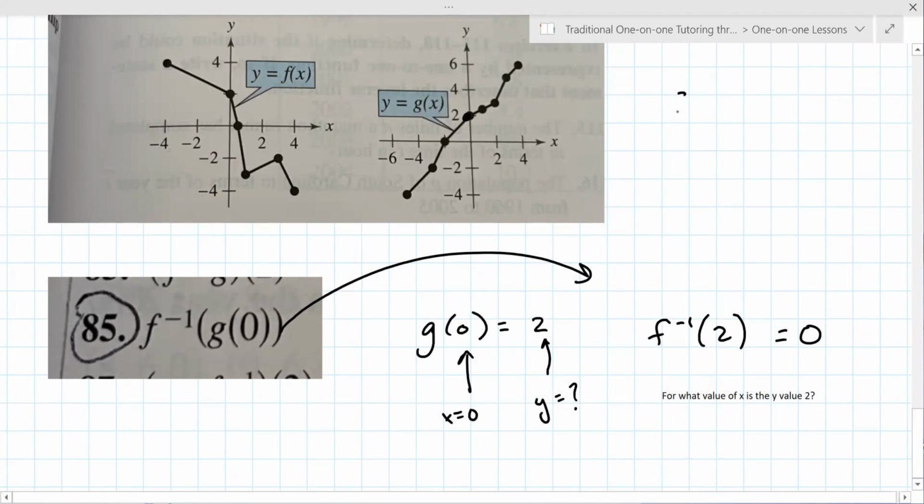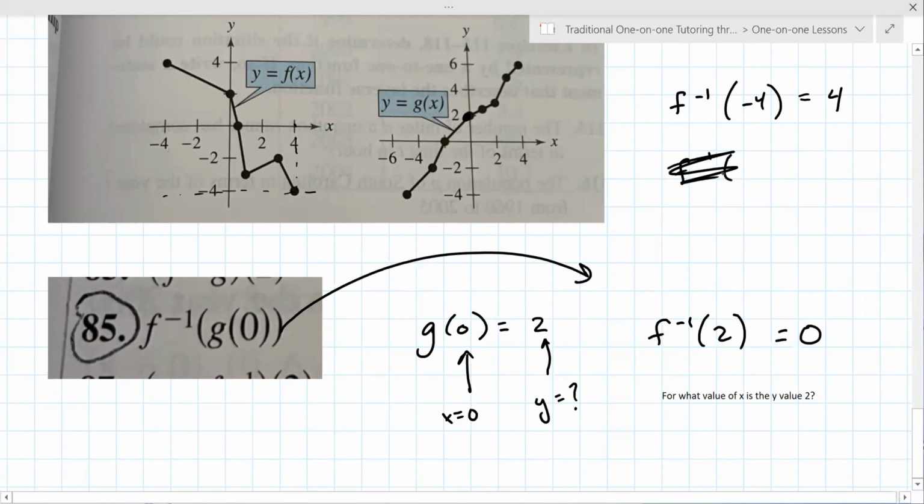Let's briefly do, what is F inverse of, well, none of these other ones are labeled. So F inverse of -4, this is asking you, where is the output -4? What's the X value? 4. Okay, 4.